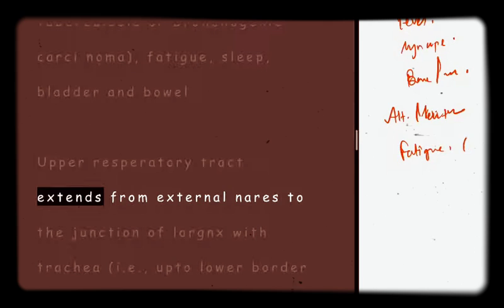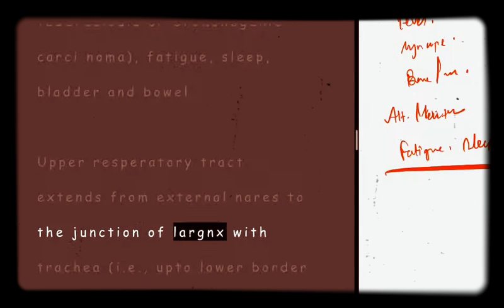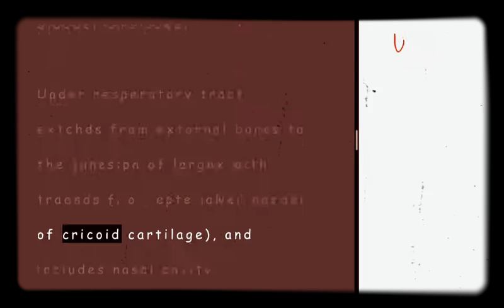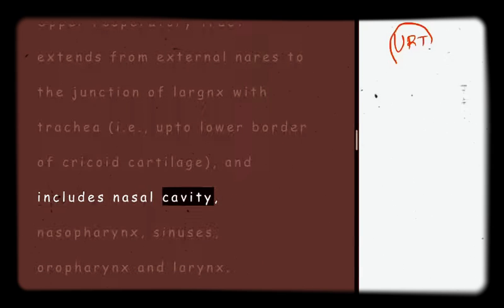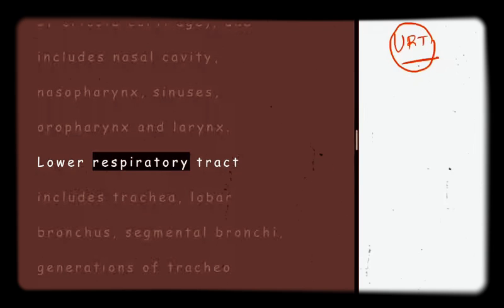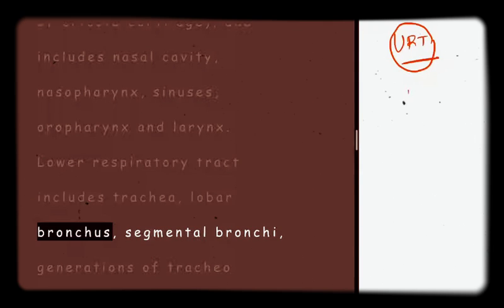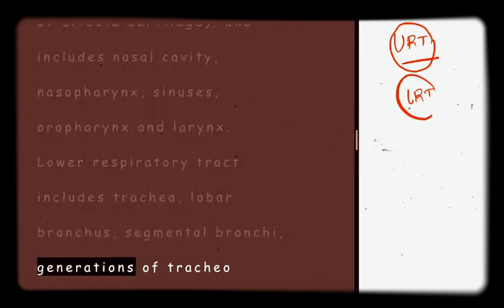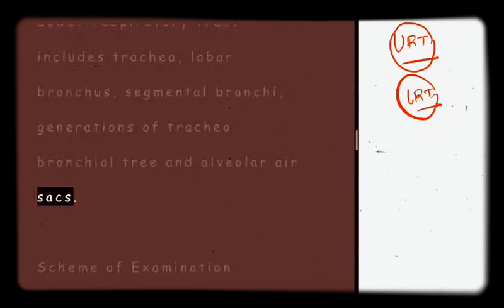The upper respiratory tract extends from the external nares to the junction of the larynx with the trachea, up to the lower border of the cricoid cartilage, and includes the nasal cavity, nasopharynx, sinuses, oropharynx, and larynx. The lower respiratory tract includes the trachea, lobar bronchus, segmental bronchi, generations of the bronchial tree, and alveolar air sacs.